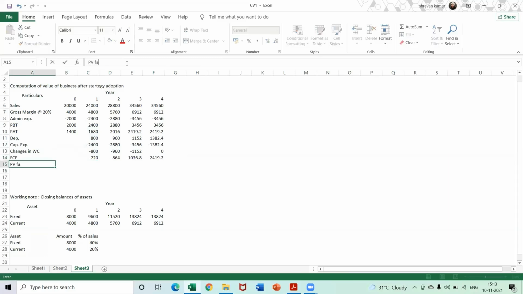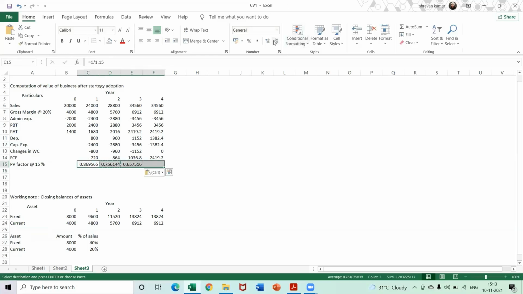So PV factor at 15%. So what is the value? It is equal to 1 by 1.15, this year 1 by 1.15. The same goes with the third year also. Fourth year, you have to adjust something. See what happens from third year onwards. I mean from fourth year onwards.